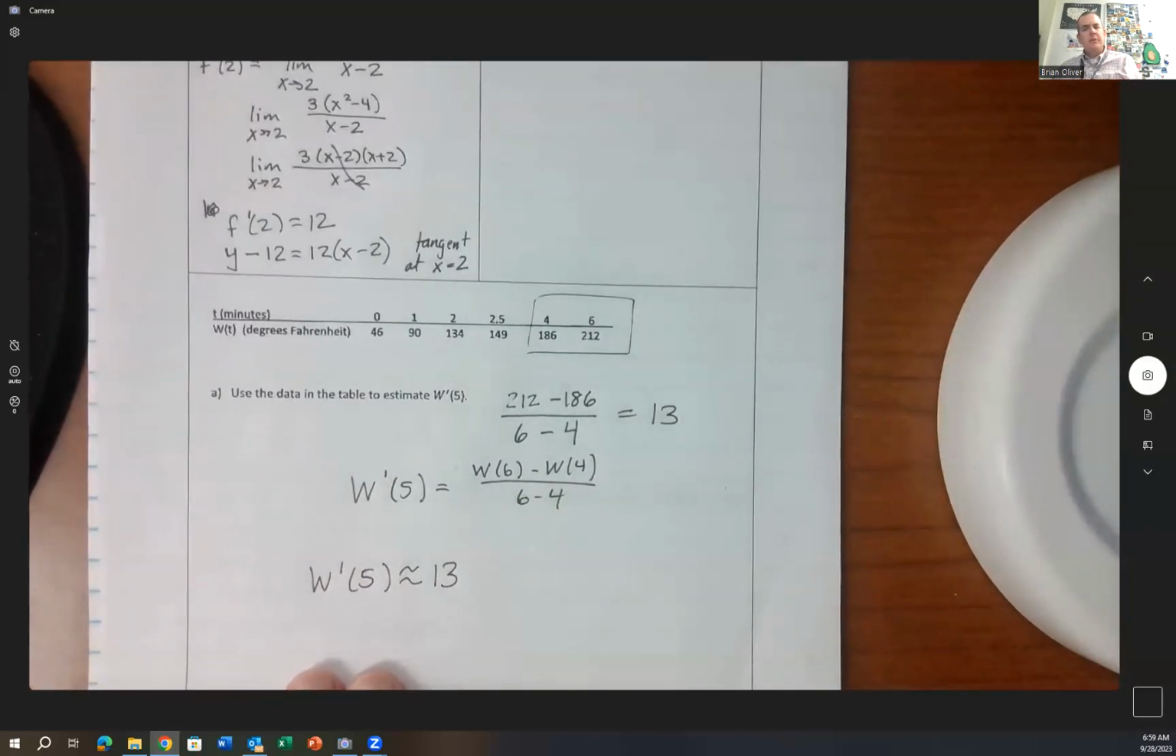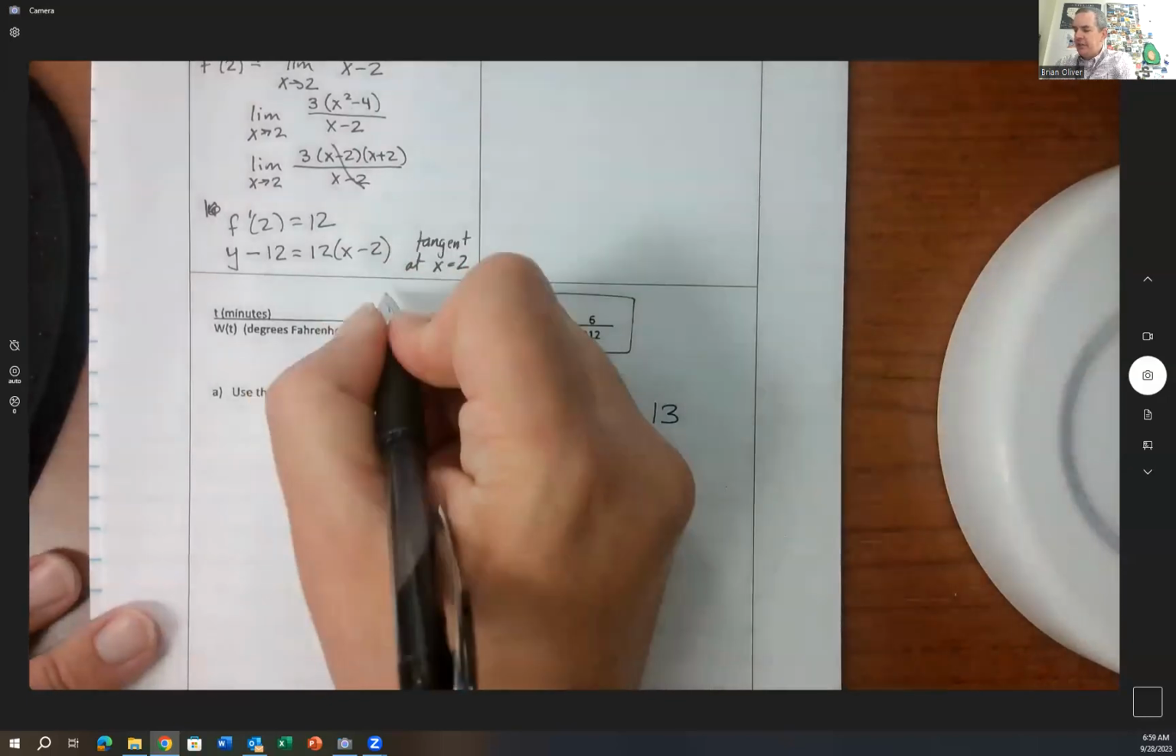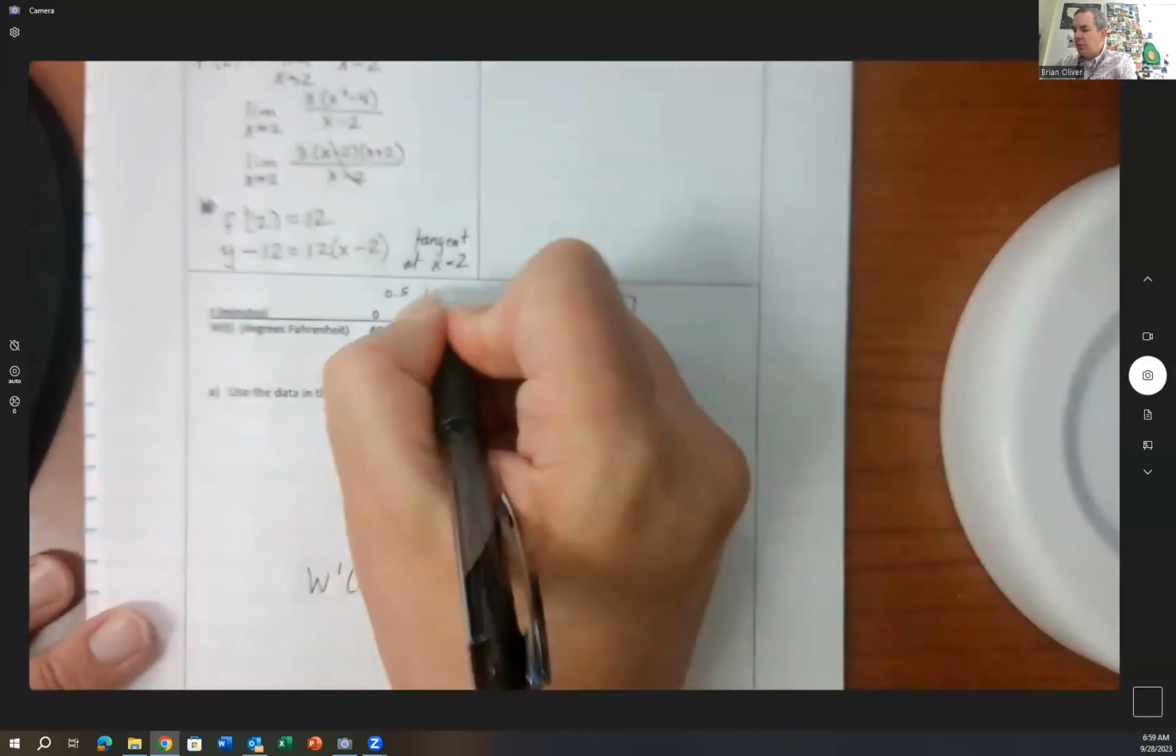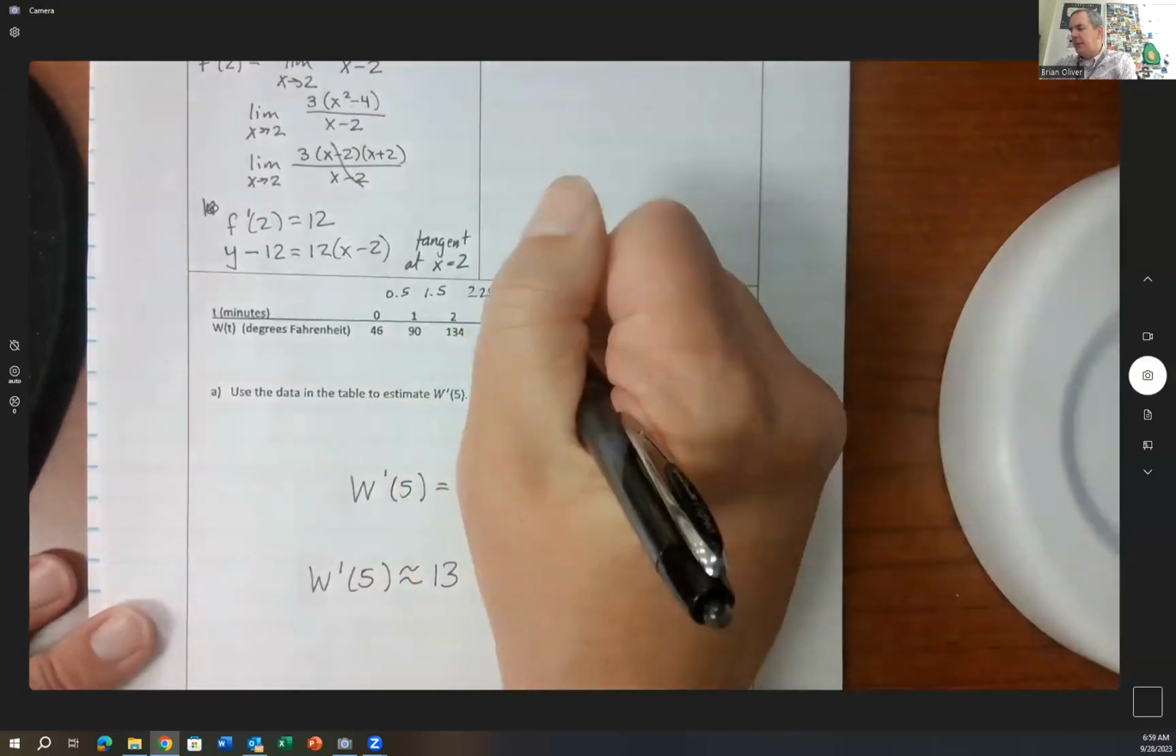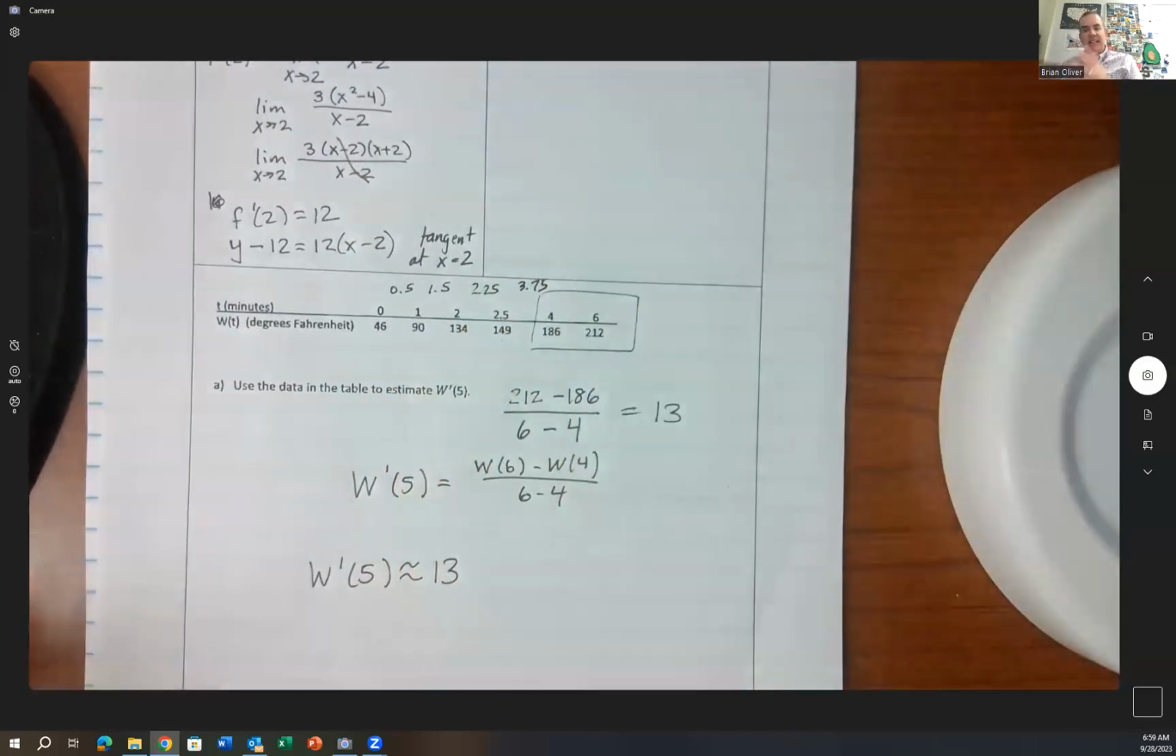Okay, so that's from a table. I could estimate it at 0.5, I could estimate it at 1.5, I could estimate it at 2.25, I could estimate it at 3.75. Kind of like the halfway points.